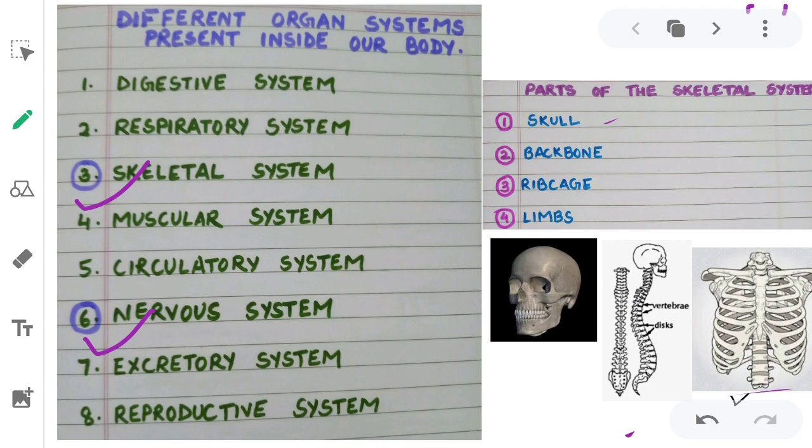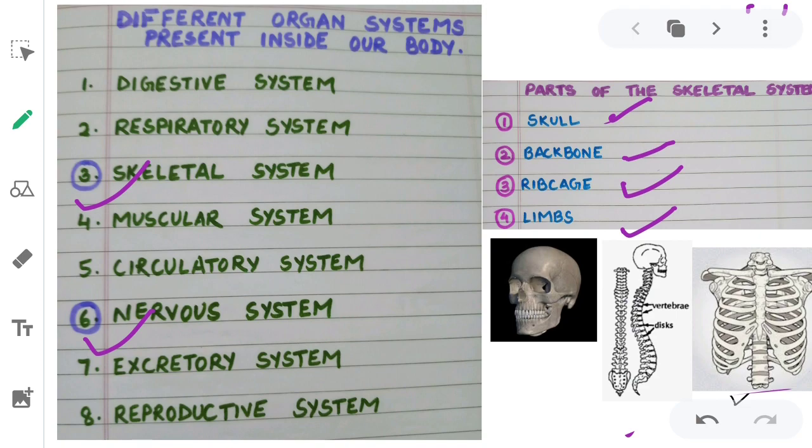There are 4 types, you can say there are 4 parts of the skeletal system: skull, backbone, rib cage, and limbs. In the previous classes, you have read about the skull, backbone, and rib cage in detail. Today we shall discuss the limbs.